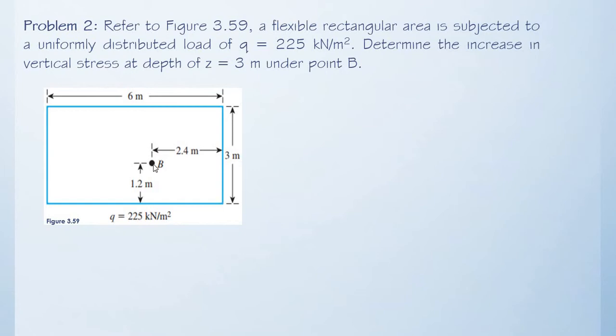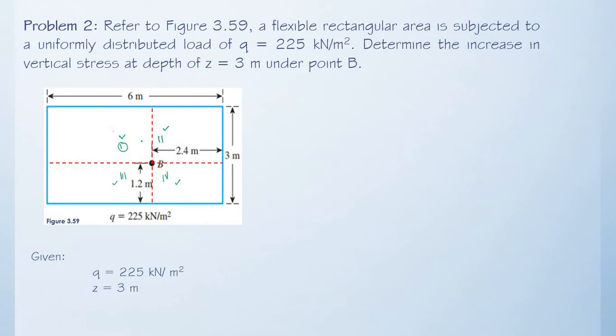In this specific example, we see that the point of consideration is not at any of the corners of the rectangle, but it is somewhere below the rectangular load. So in a problem like this, what we are to do is to divide the rectangle in such a way that point B will become the corner. Thus, dividing the rectangle, we now have 4 rectangles: 1, 2, 3, and 4. The idea now is we will be analyzing rectangles 1, 2, 3, and 4 individually.